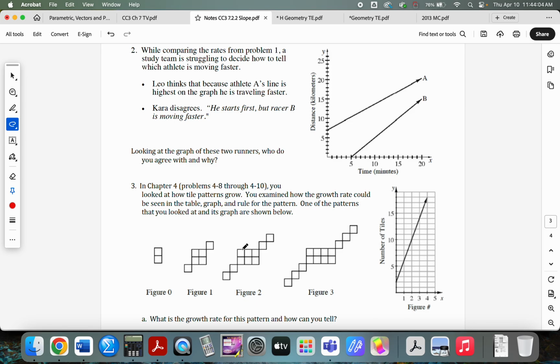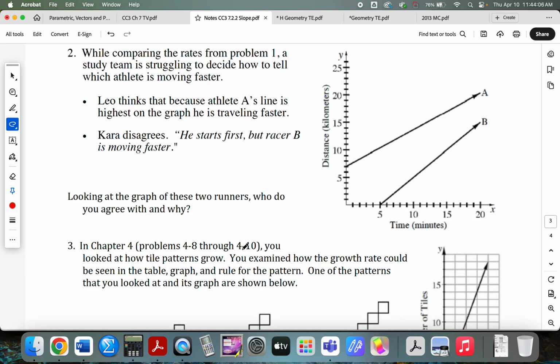So this is a simple mistake that sometimes gets made. While comparing the rates from problem 1, a study team is struggling to decide how to tell which athlete is moving faster. Leo thinks that because A's line is higher on the graph that he's traveling faster. Kara disagrees, he starts first, but racer B is moving faster. So who do you agree with here?